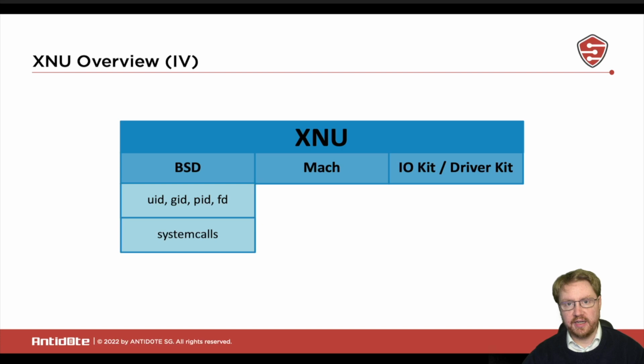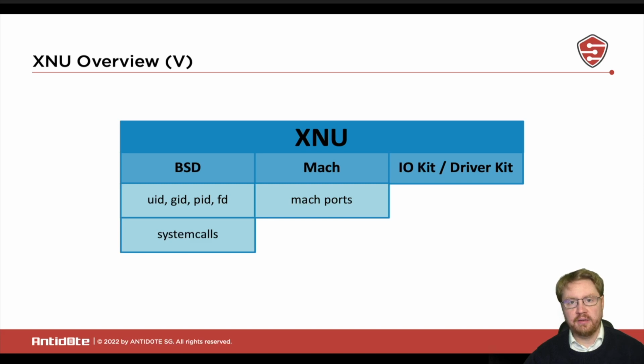So now we have the second part of the XNU kernel. That's better known as Mach. So Mach does not use simple identifiers like user IDs, group IDs, PIDs, and file descriptors. Instead, Mach uses a concept of so-called Mach ports. Mach ports are something like a handle, similar to what you maybe see in Windows. So you basically have a handle to an object that is available via the kernel.